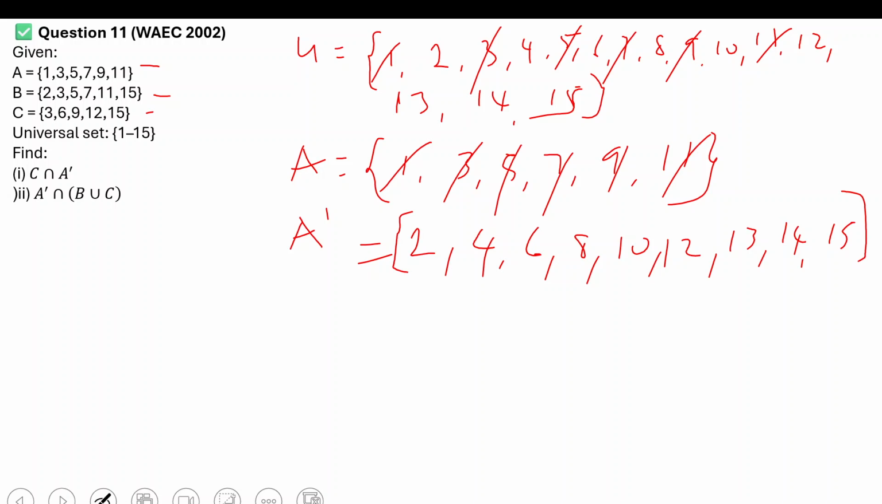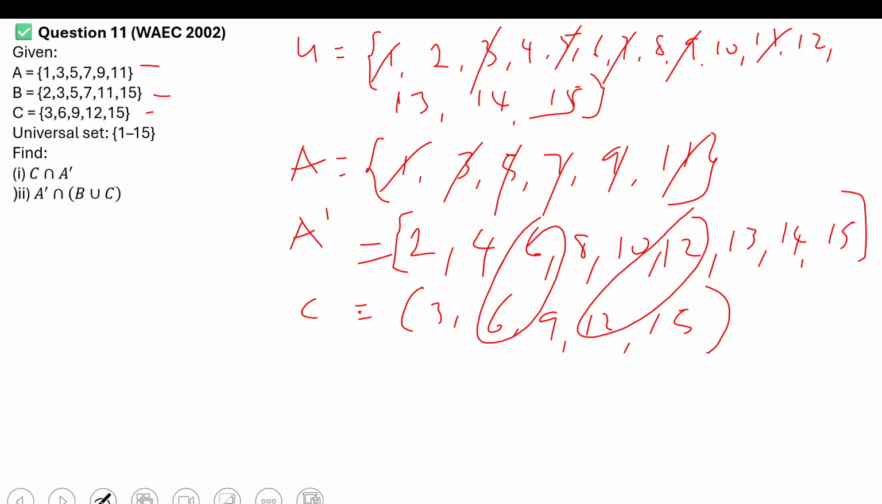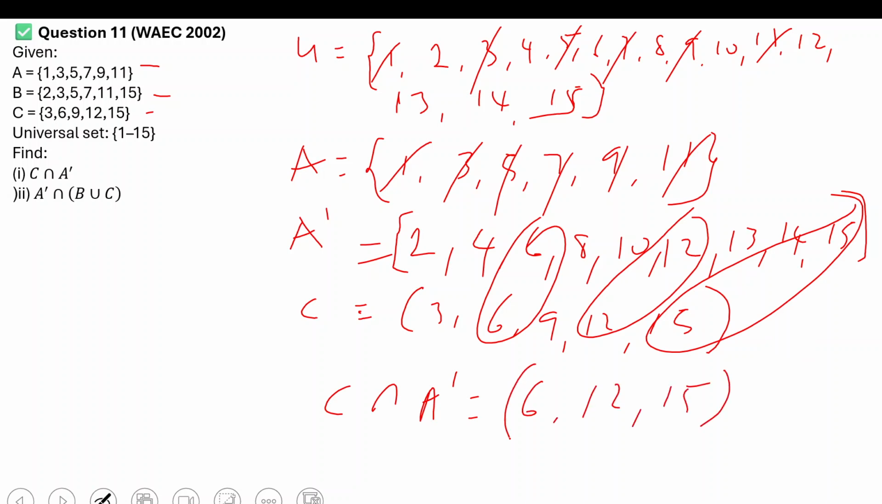So they say we should find C intersects A prime. What is C from the question? C from the question is 3, 6, 9, 12, and 15. So what is common to the two of them? I have 6, I have 12, I have 15. So C intersect A prime is 6, 12, and 15. Okay, so that's for this first one.